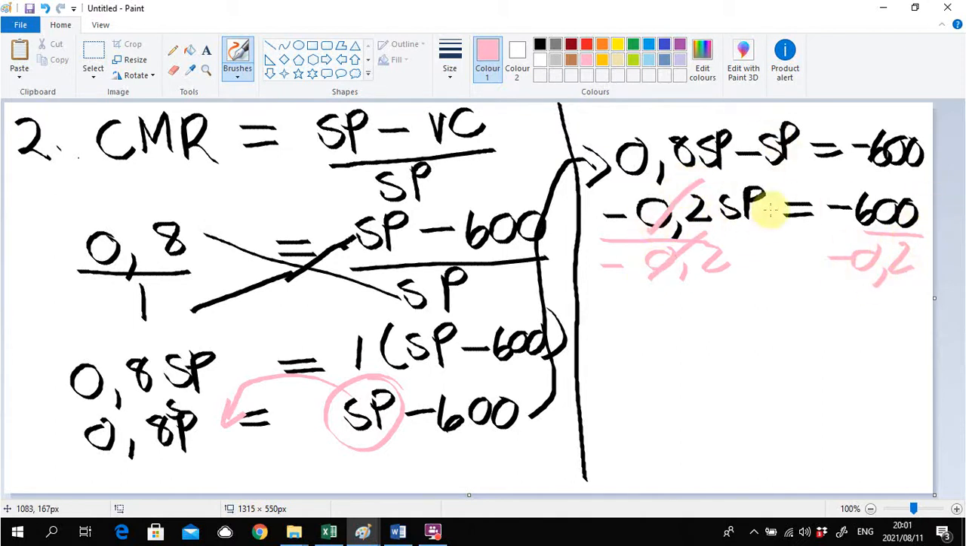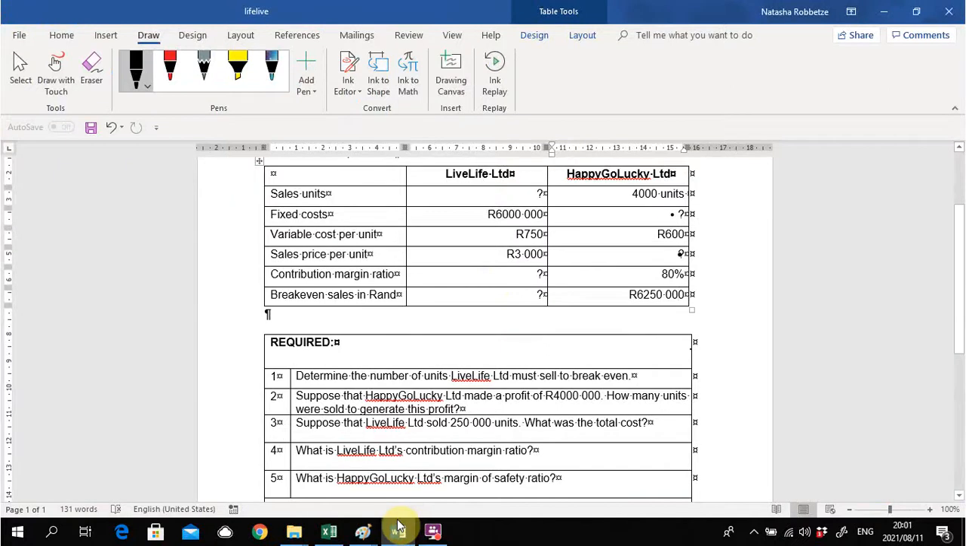I need an answer here and the selling price will remain. And in calculating that, I find that the selling price should then be equal to, if I do that mathematics, 600 divided by 0.2, I get that the selling price is 3,000 Rand. Right, so now I've solved that. So I would like to go back to my Word document and I just want to fill it out. I can. Right, so the answer is 3,000.